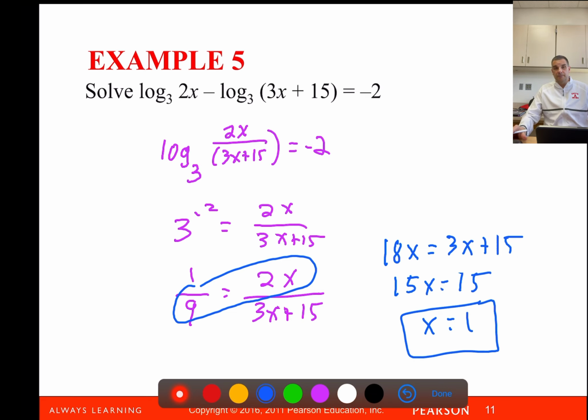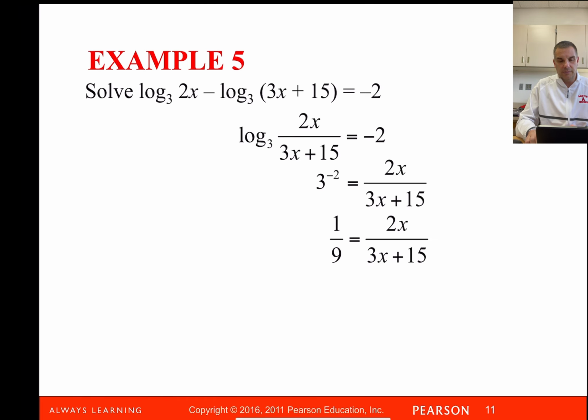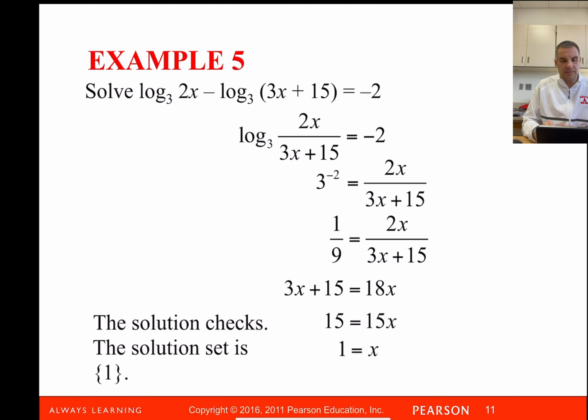Moral of the story, you have to write it as a single log. Once you've written it as a single log, then write it as an exponent and solve. Let's watch them do it. Isn't that pretty? Same answer. Okay.